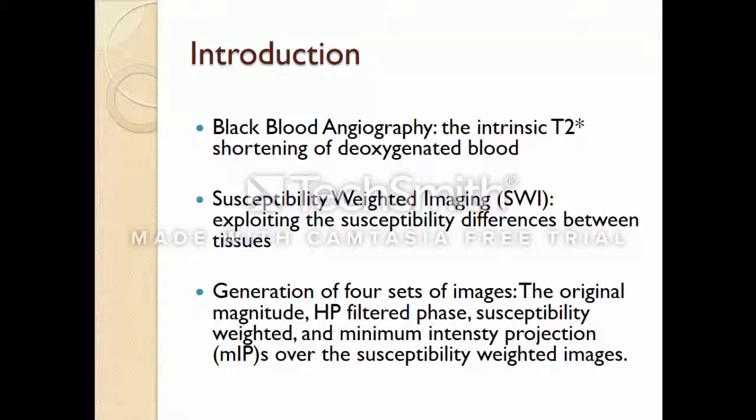Before I start with susceptibility weighted imaging, I would like to mention black blood angiography. In order to make a black blood angiogram, there are several mechanisms that can attenuate or eliminate signal intensity from blood. As in our method, susceptibility weighted imaging, one can use the intrinsic T2 star shortening of the deoxygenated blood to produce high spatial resolution black blood MR venograms.